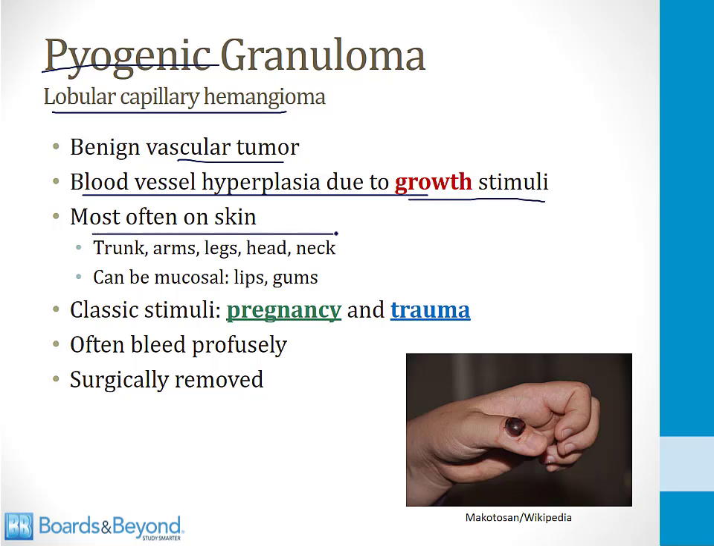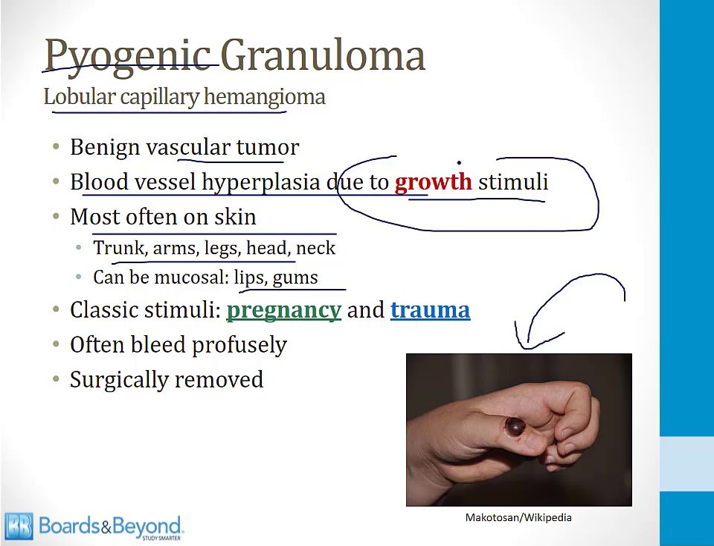That's why we're talking about it in the dermatology section. It can occur in the trunk, arms, legs, head, or neck. It can also occur on the mucosal lining of the lips or gums. This is a picture of someone who has a pyogenic granuloma on the hand. Classically, the growth stimuli that cause this lesion are pregnancy or trauma.